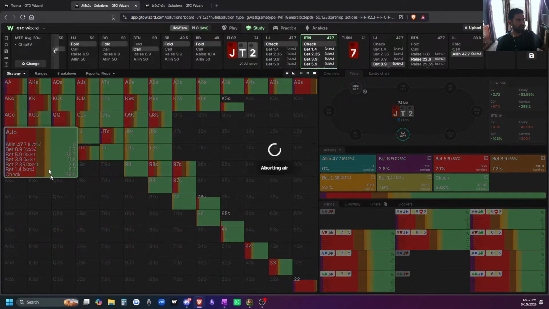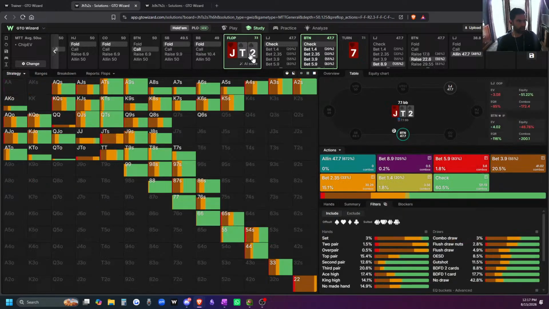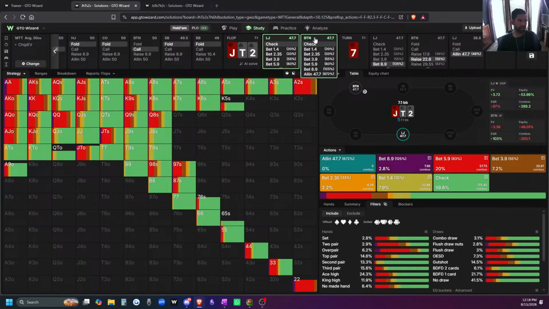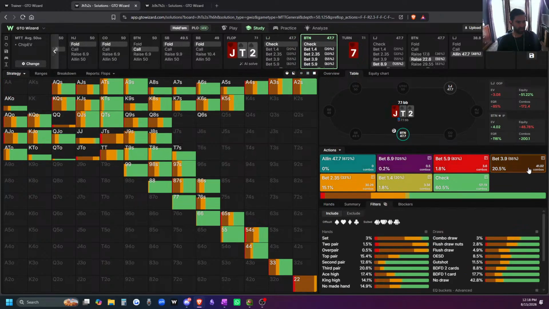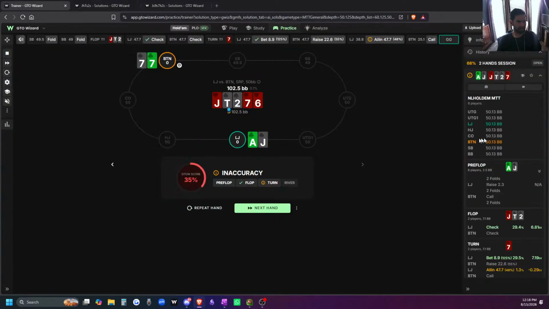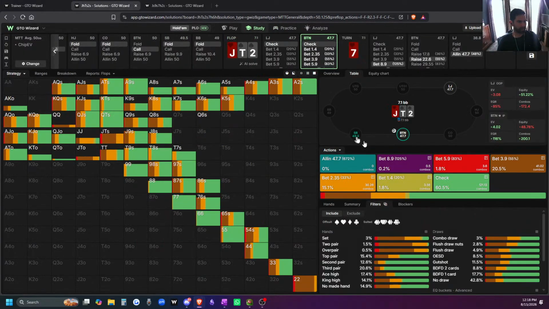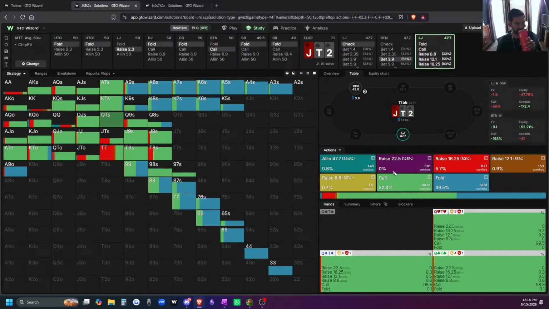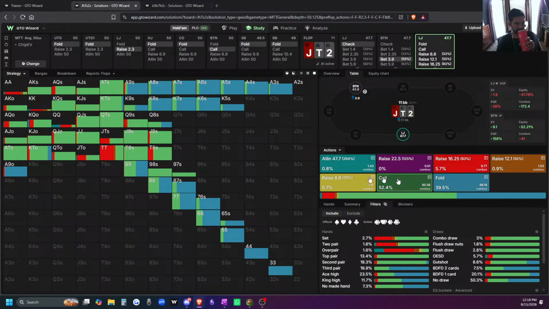In position doesn't have to play as polar. Their largest sizing is 55, and then our largest sizing out of position is between 83% and 125%. So in position, did he check or what did he do? I already forgot. Yeah, it went check, but I do want to see what our check raise is facing B55. Okay, let's do B55. Check raising 6% or so.